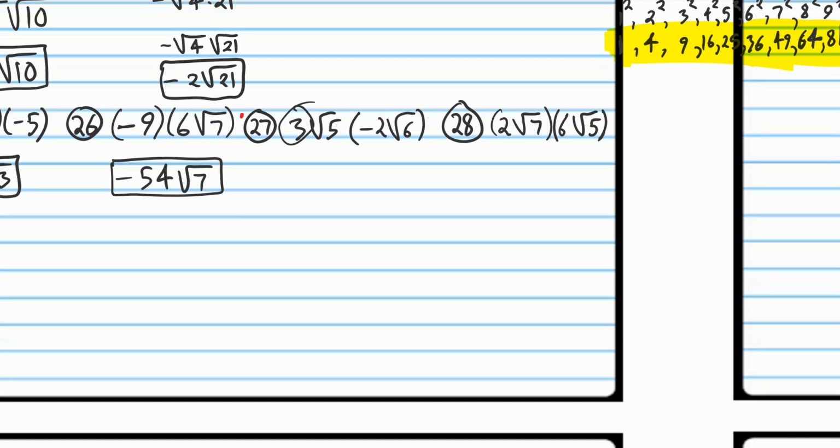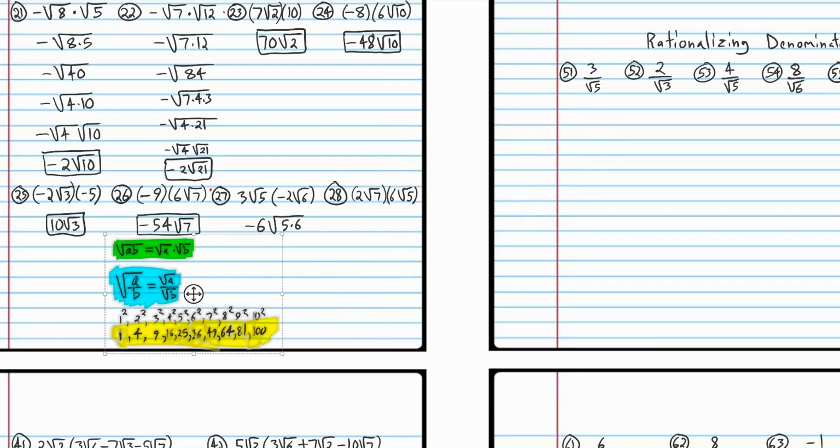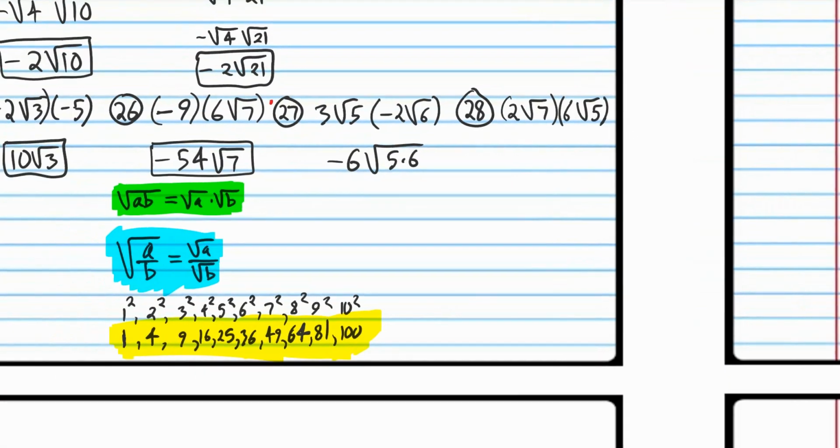So this is very easy. You just multiply the whole numbers. 3 times negative 2 is negative 6. And root 5 times root 6, well, you can just put those together using the principle, the green equation. That's that green equation that I'm carrying around with me here. And then we get root 30. And there's no perfect square in 30, so we can just leave it as negative 6 root 30.